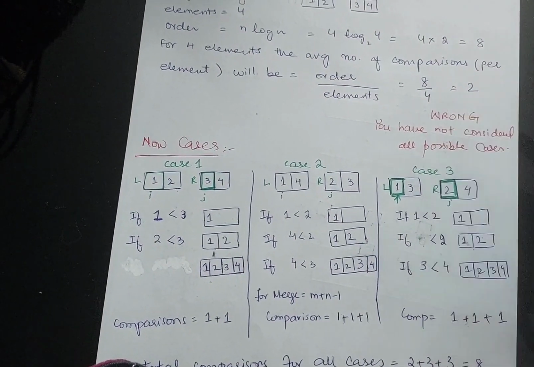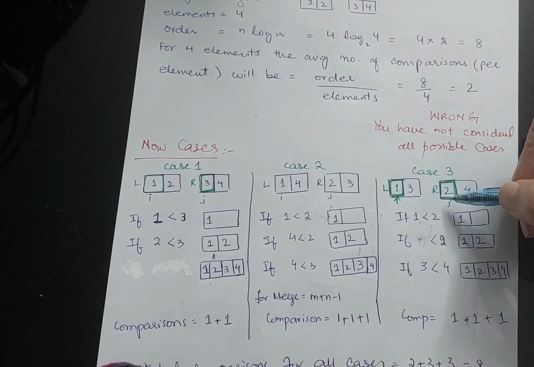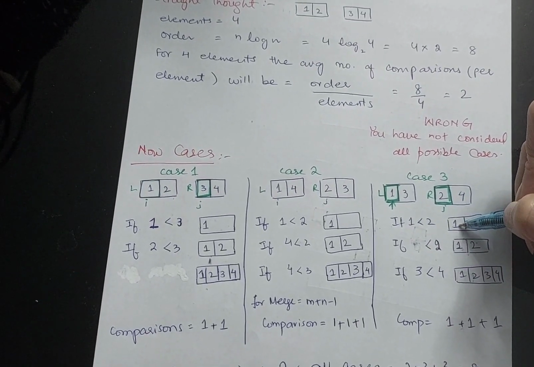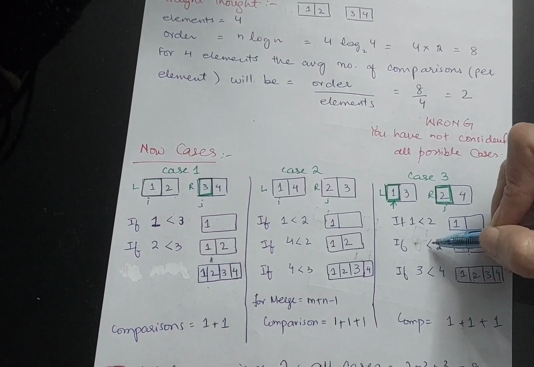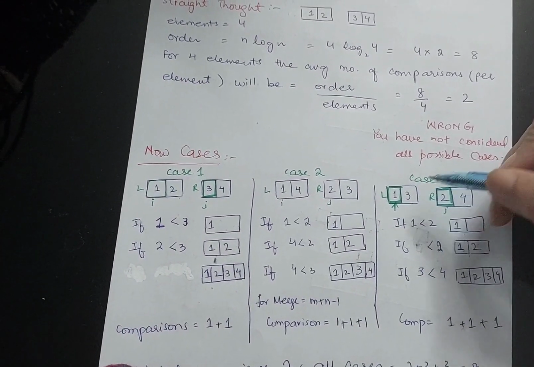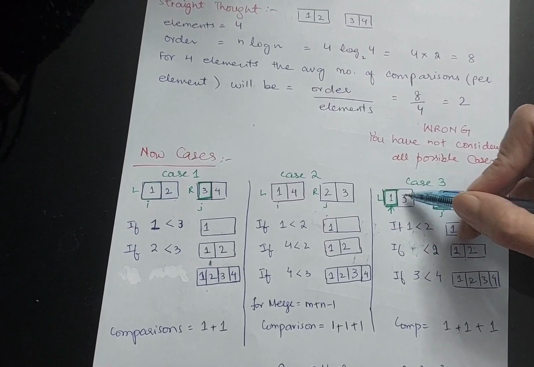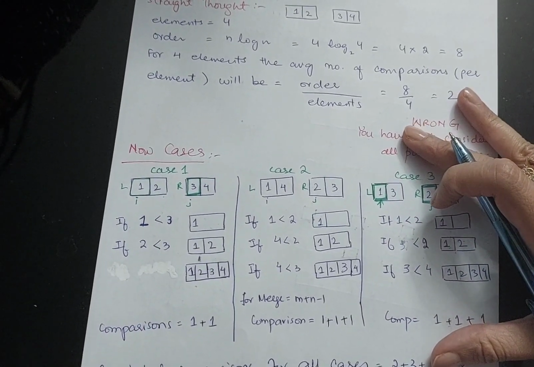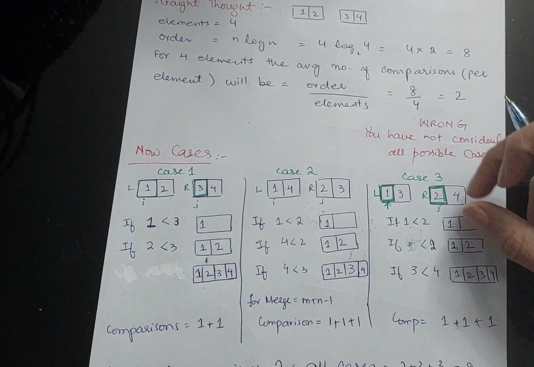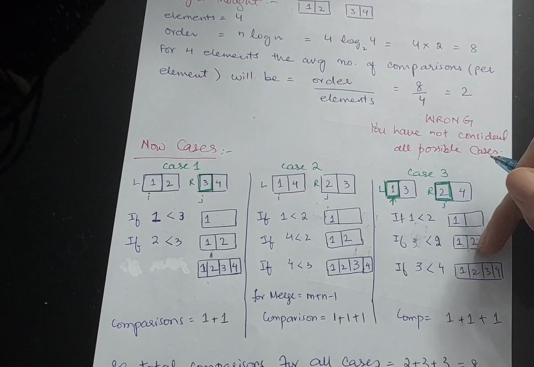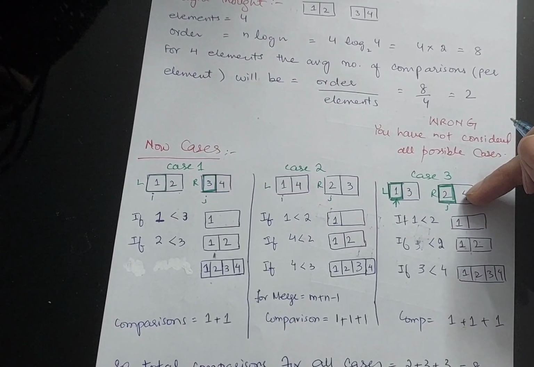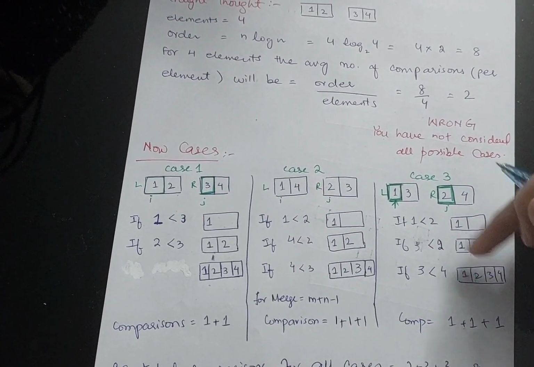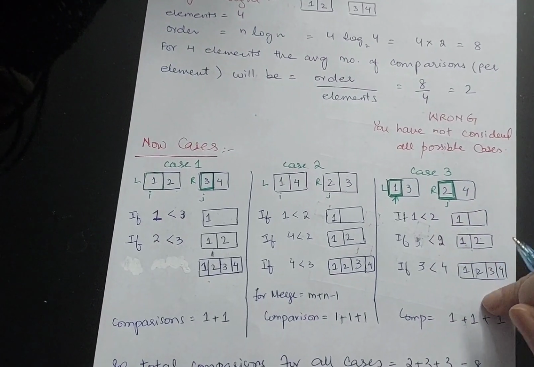Now we have case 3. We placed a pointer here and a pointer here, and 1 is compared with 2, and of course 1 is smaller, so it came into the sorted array. Then I moved the pointer forward to the position 3, and 3 is compared with 2, and 2 is smaller, so 2 will come into the sorted array. The pointer has moved forward, and now 3 will be compared with 4, and of course 3 is smaller, so 3 will come here. So again we have got 3 comparisons here.